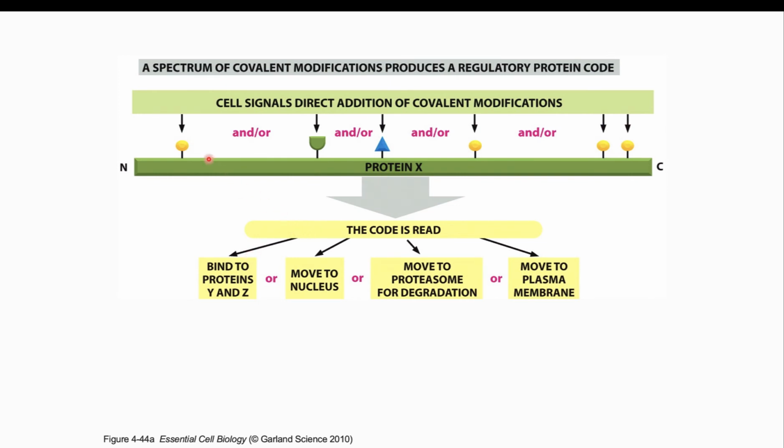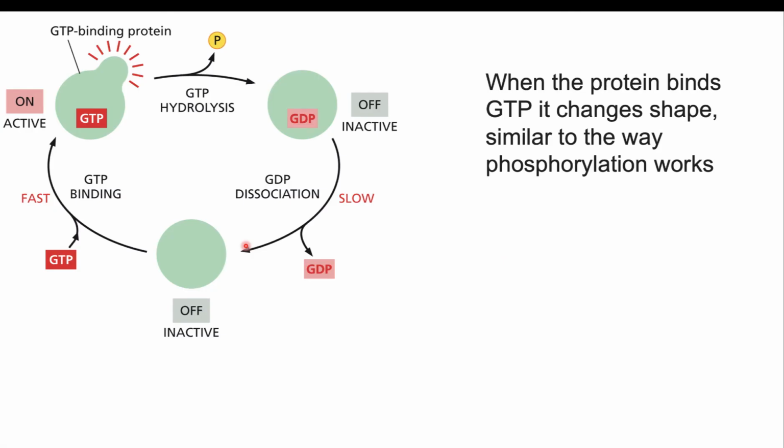Depending on which particular covalent modifications you have, the protein might bind to proteins in a complex, proteins Y and Z, or move to the nucleus, or be degraded in the proteasome, or go to the plasma membrane. And these are in addition to if this were an enzyme being switched between an inactive and an active form. So these covalent modifications, and the particular combination of modifications on a particular protein, affect its activity. So this is a form of regulation. The last thing we're going to cover in Chapter 4 is another form of protein regulation, which is binding to a small nucleotide.